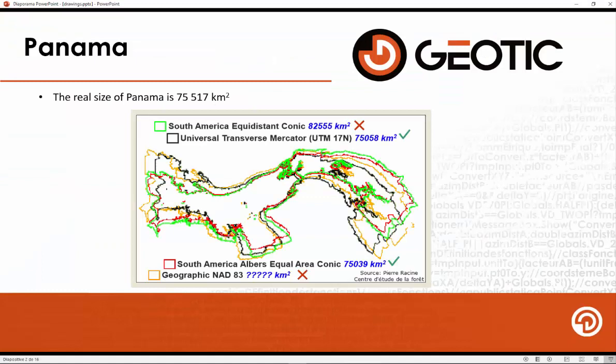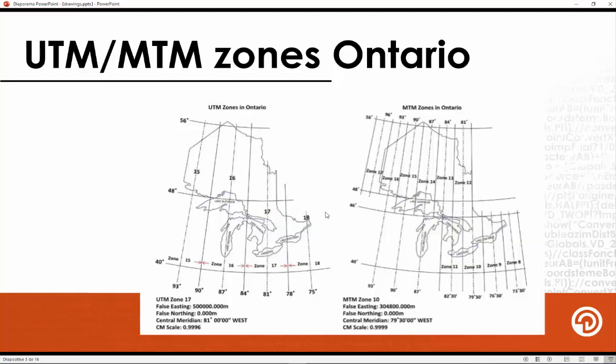Before finishing this video, I would like to say a few words about zones. As we saw with the Panama example, no projected systems are equal on large surfaces. That's why, for example, there is in Quebec a specific system called the MTM system. The MTM system, as the UTM system, is also divided by zones, but smaller zones in this case. The system was developed for the whole Canada, but it is mainly used in Quebec and Ontario.